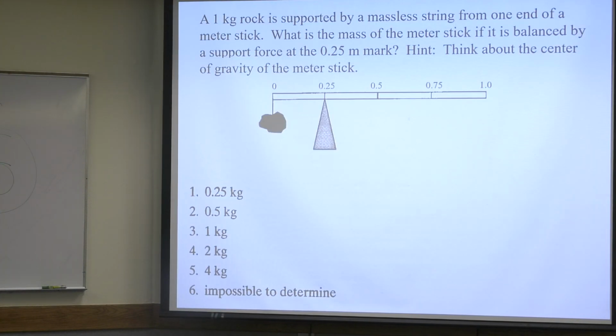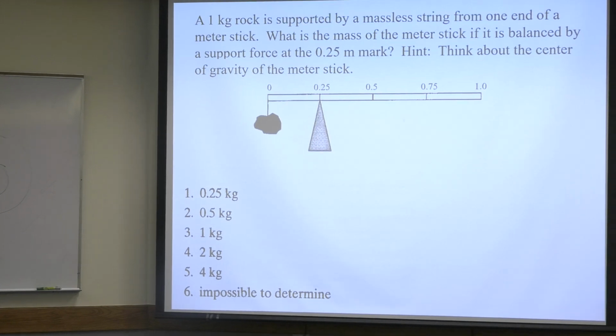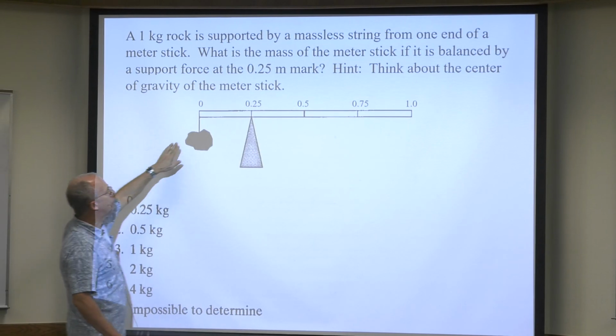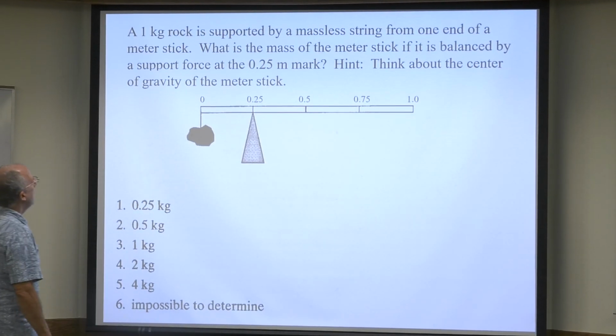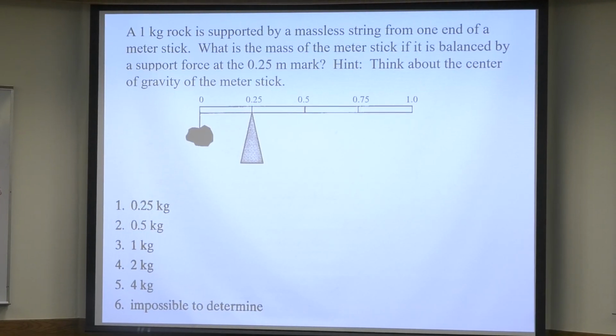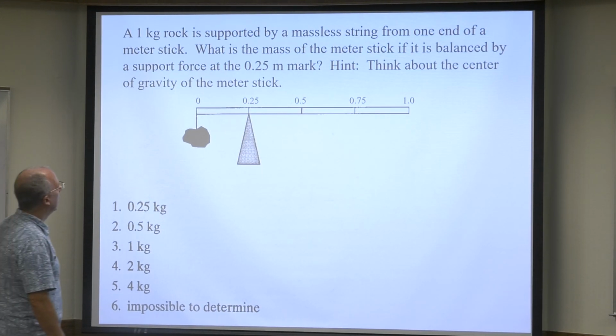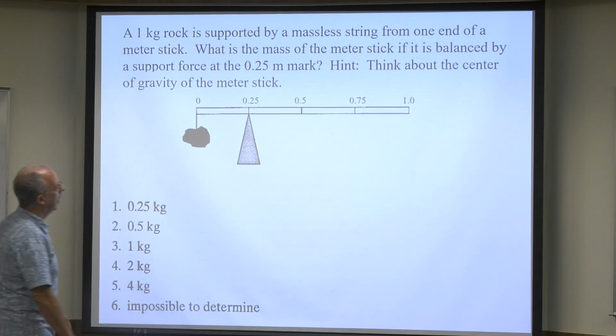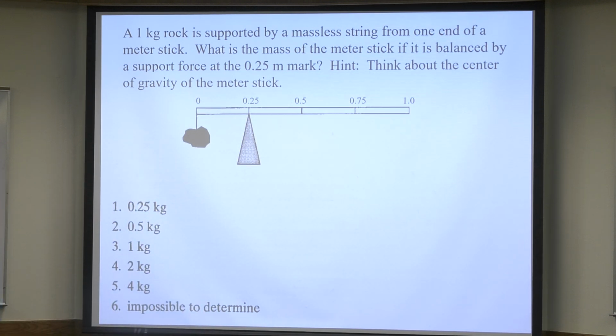Okay, here's a question for you. You've seen this before. I don't know if you've seen it before. A 1 kilogram rock is supported by a massless string from one end of a meter stick. What's the mass of the meter stick if it's balanced by a support at the 0.25 meter mark? Think about the center of gravity of the meter stick. So pause the video, think. This is not easy. So think about it and then start up again.